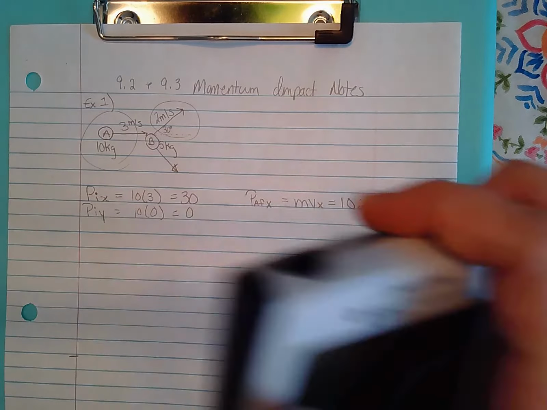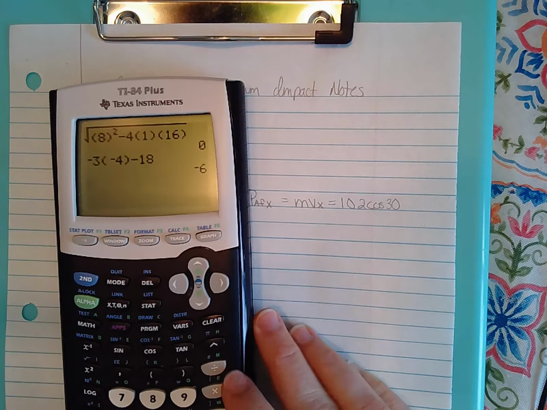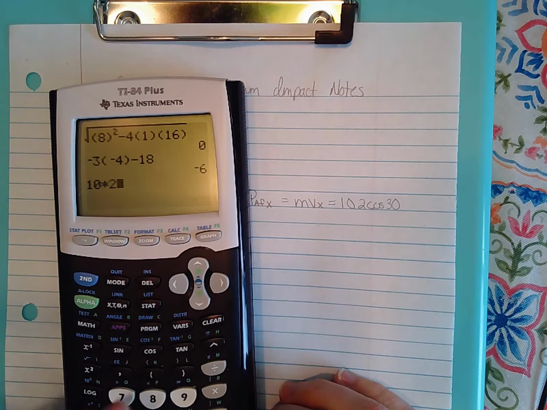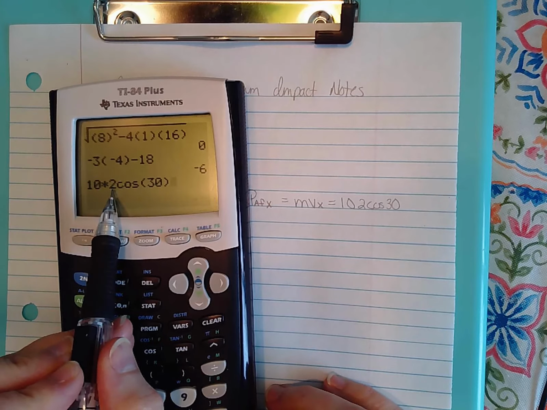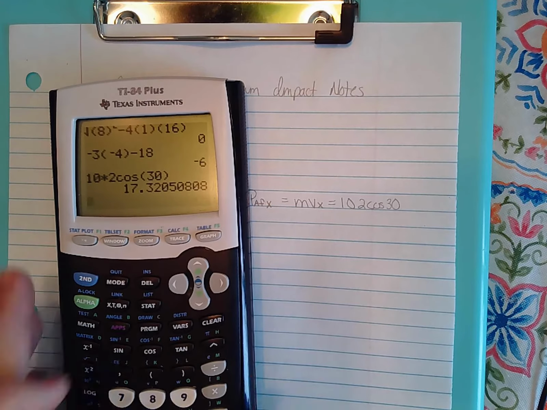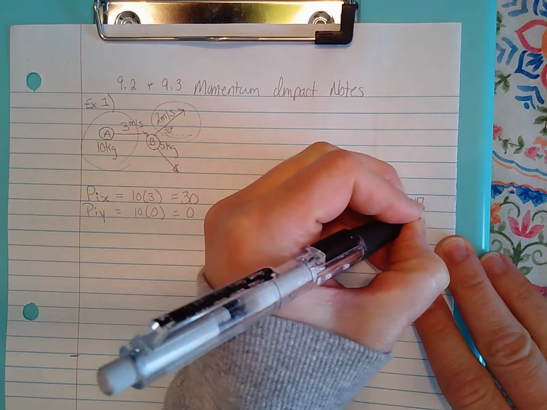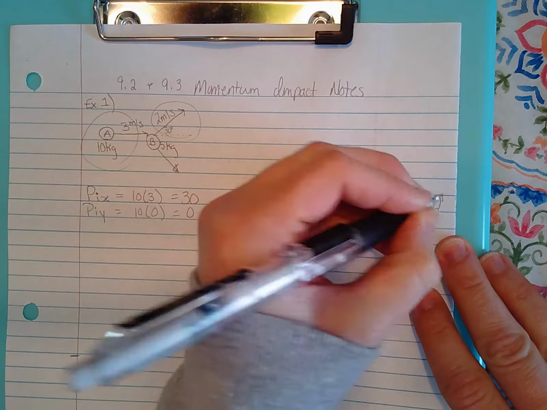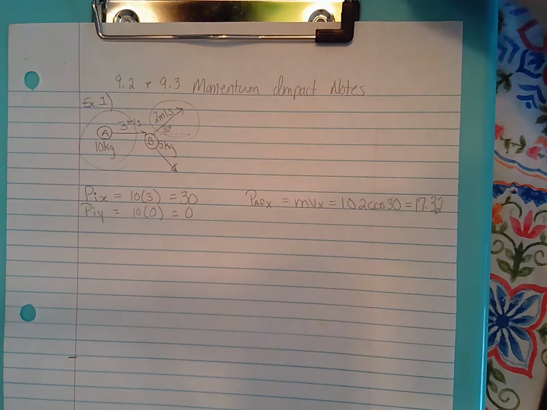So if I grab my calculator, make sure you're in degrees. If I do my mass times my 2 cosine of 30, because 2 is the hypotenuse, cosine of 30 helps you identify the adjacent, I get 17.32. And that's momentum. That is positive because it's moving to the right.